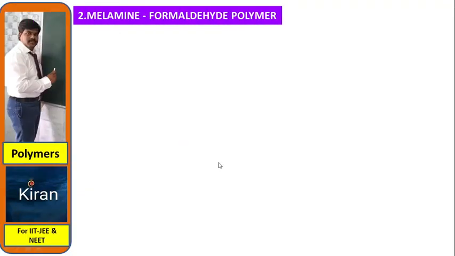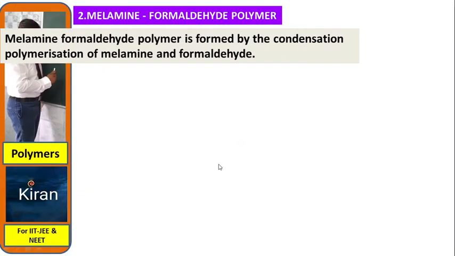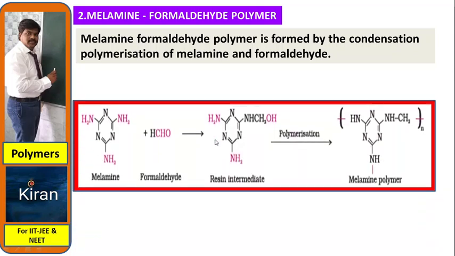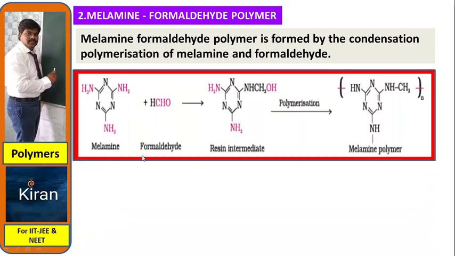Final one, melamine formaldehyde polymer. Melamine formaldehyde polymer is formed by the condensation polymerization of melamine and formaldehyde. This is melamine, this is formaldehyde, both combined together, you will get a resin intermediate. This resin intermediate is combining with this monomer. Like this monomer, many will combine, you will get a melamine polymer. This is the melamine polymer, under n.